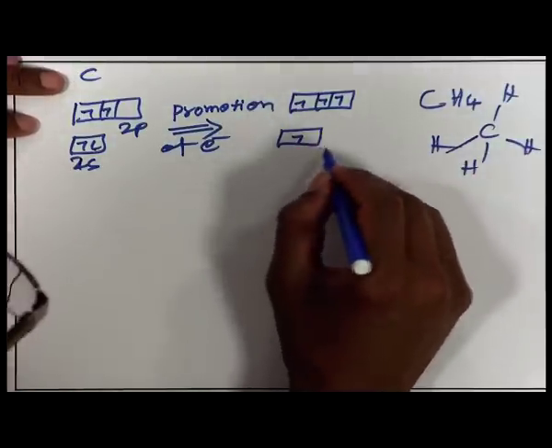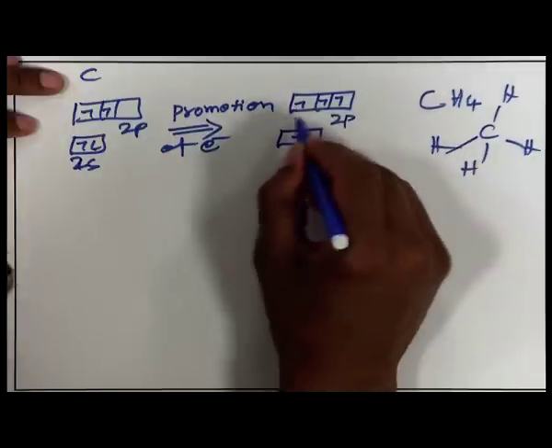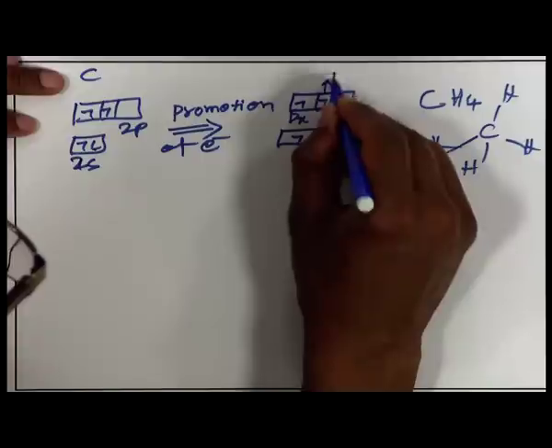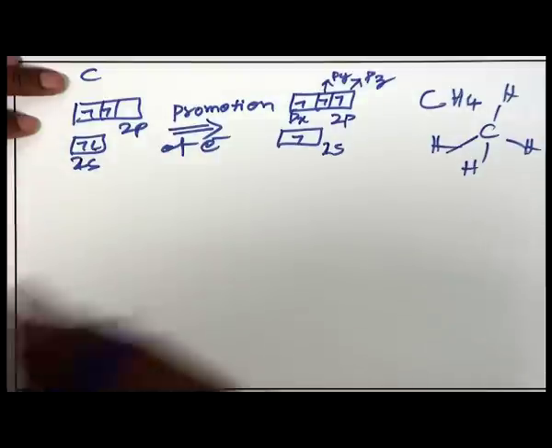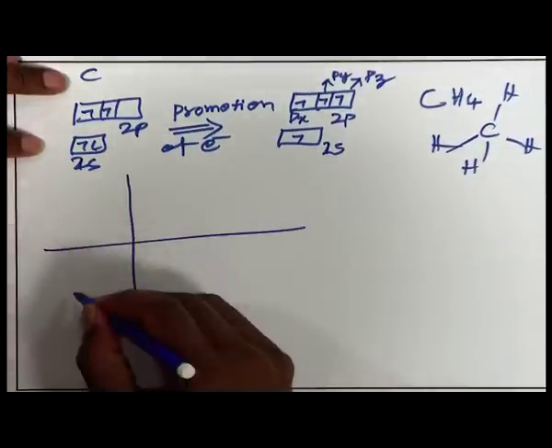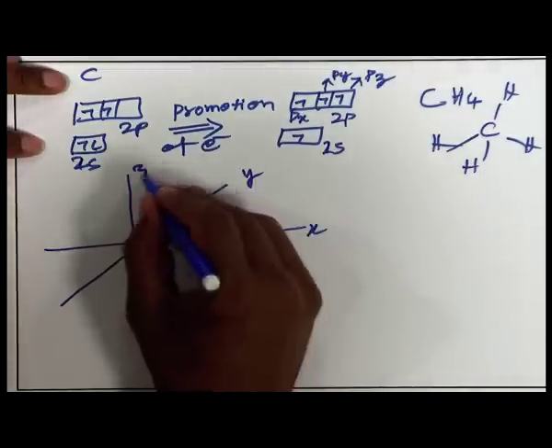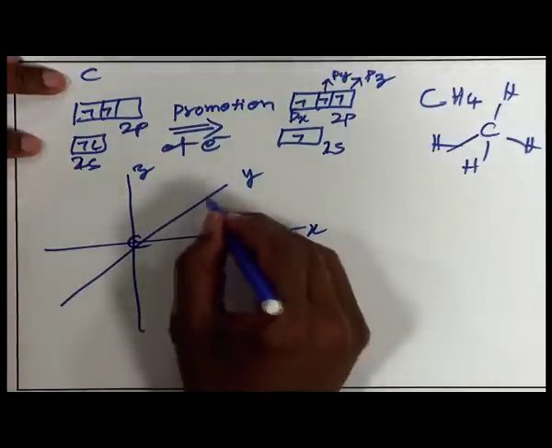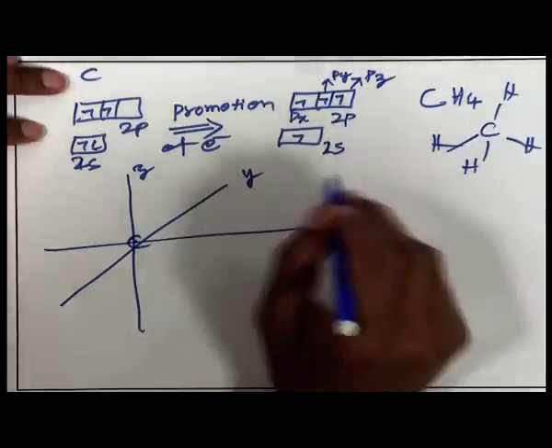But you remember that this is a 2s orbital, and these are 2p orbitals. Let us say this is a px orbital, this is a py orbital, this is a pz orbital. Now, let us draw a diagram. Let us say this is the x, this is y, this is z axis. This is a carbon, and this is a hydrogen atom. So, you have 3 p orbitals and 1 s orbital.